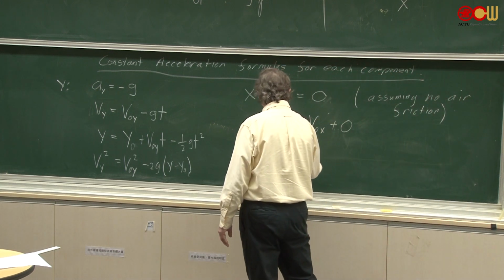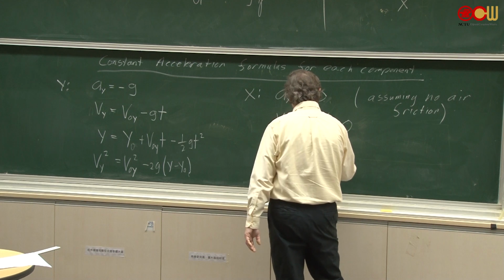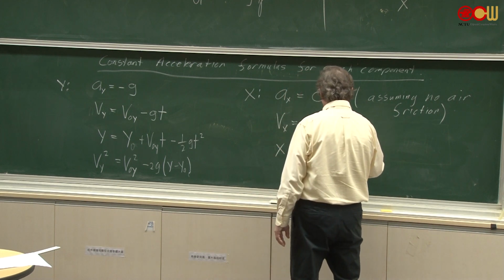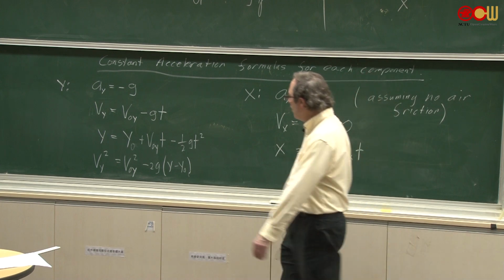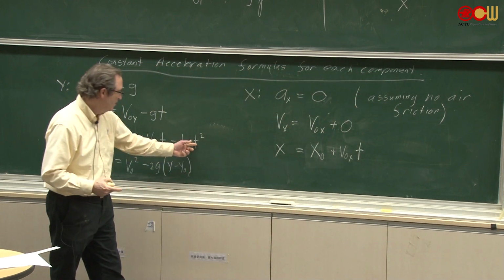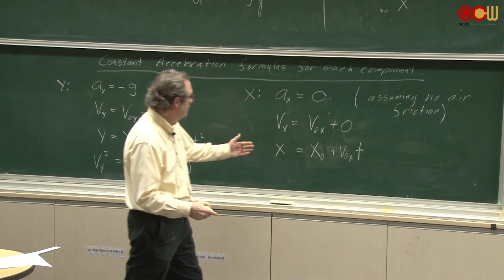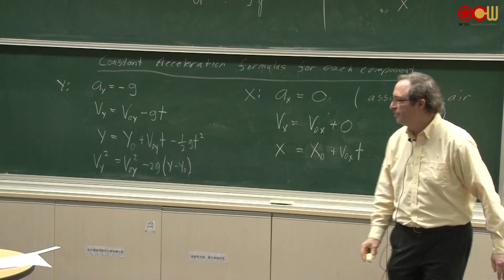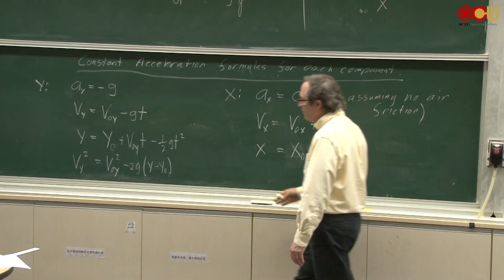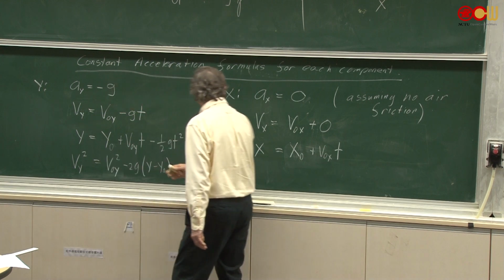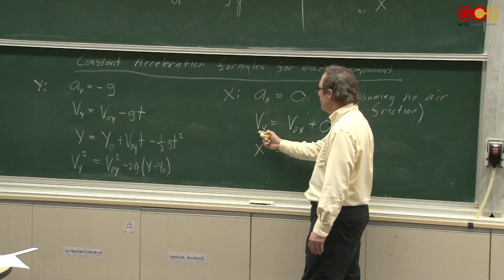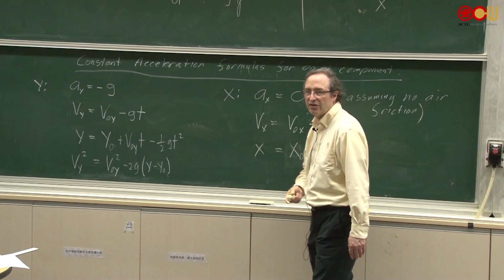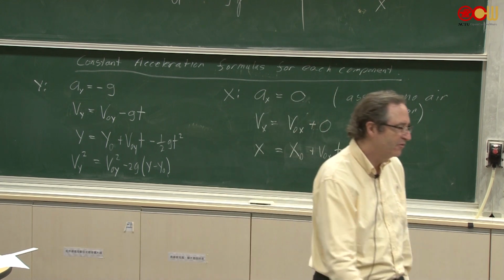Because there's no acceleration in the x direction, so the x velocity stays the same. And then we get x itself is x0 plus v0x t. So notice we don't have a t squared term, right? Because the acceleration is 0. Now I can write down this equation, but it's kind of useless because it's the same as this. I just say vx squared equals v0x squared. So that's not very useful.